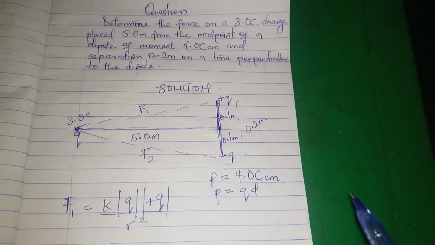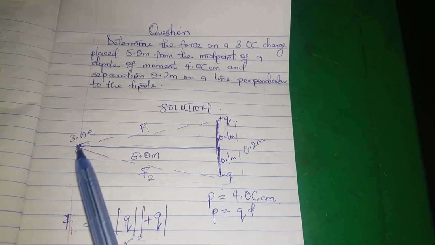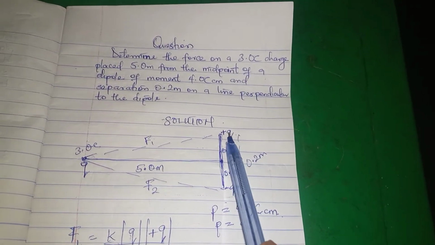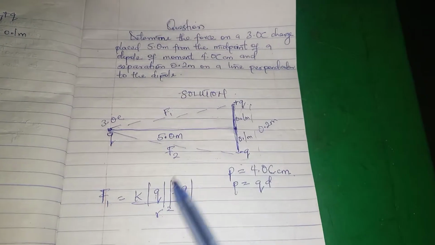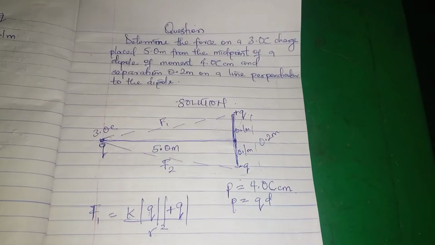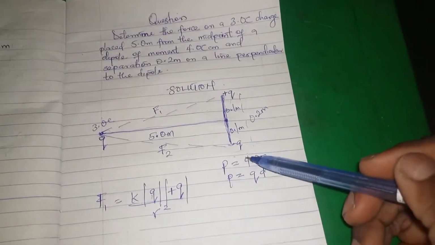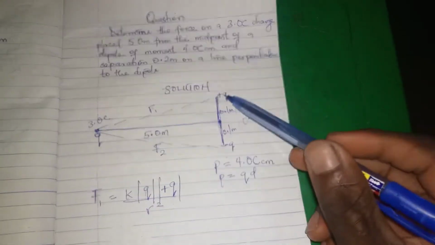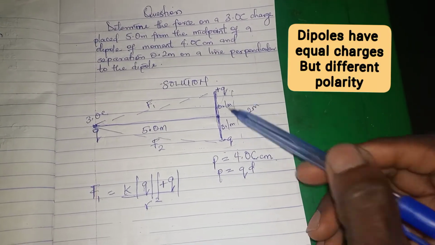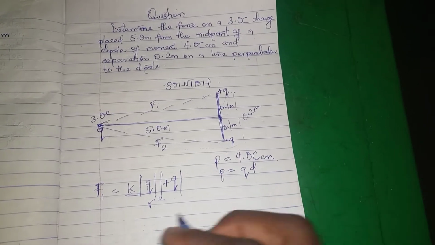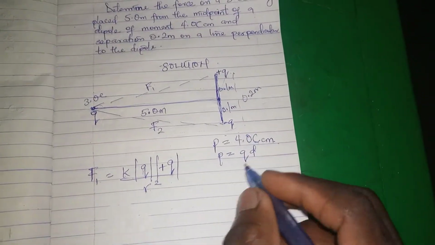If we relate where we have Q, 3.0, we don't have the positive value for positive Q. We'll calculate that very soon. We don't also have the value for R square. Let's now go into calculating the value for positive Q and R square. The value for positive Q is also going to be the value for negative Q. Why? Because it's a dipole, the charges are equal but of different polarity. So now how do we calculate it? We calculate it from this formula we wrote before.